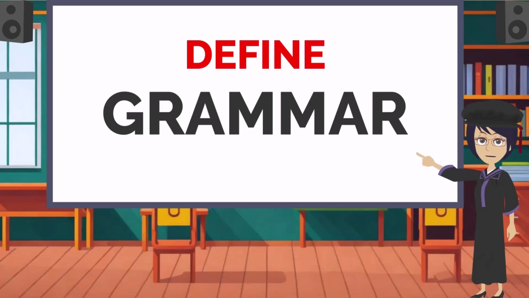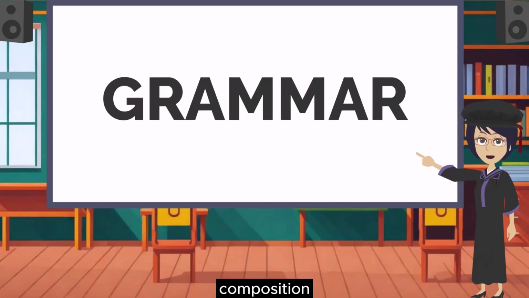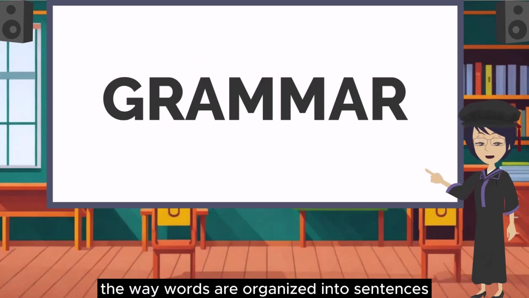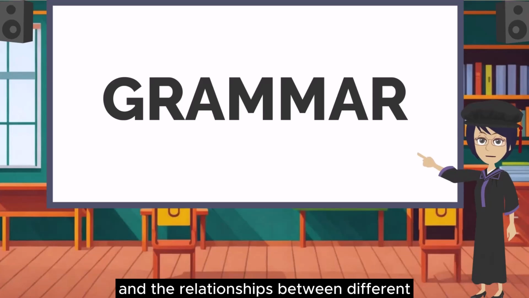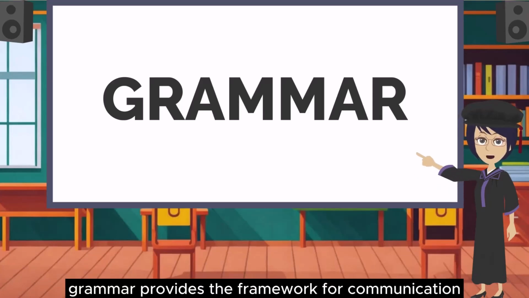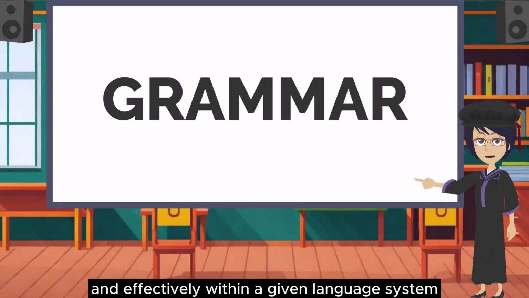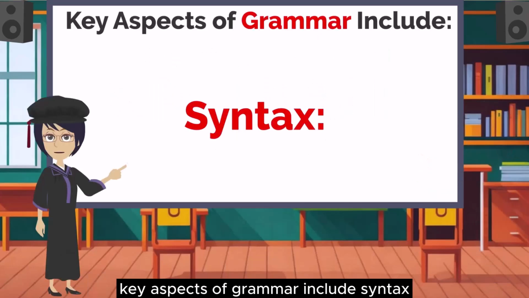Define grammar. Grammar is the set of rules and principles that govern the structure, composition, and usage of language. It encompasses the way words are organized into sentences, how those sentences convey meaning, and the relationships between different elements of language. Essentially, grammar provides the framework for communication, enabling individuals to express themselves clearly and effectively within a given language system. Key aspects of grammar include syntax.